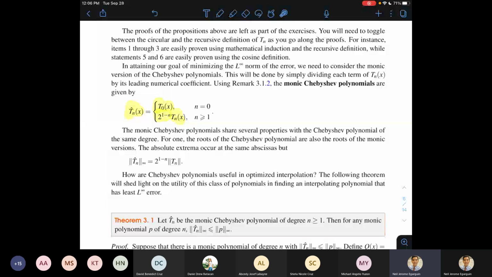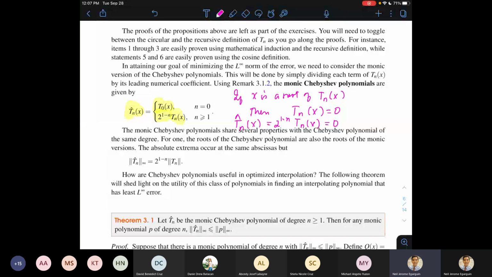Because if x is a root of t sub n of x, then we know that t sub n of x is equal to 0. But if I multiply both sides by 2 to the 1 minus n, t sub n of x, 0 pa rin yung sagot. Pero yung left-hand side, remember, this would be t hat sub n of x. So kung ano yung roots ng Chebyshev polynomial, siya pa rin yung roots ng scaled version or yung monic version ng Chebyshev polynomial.